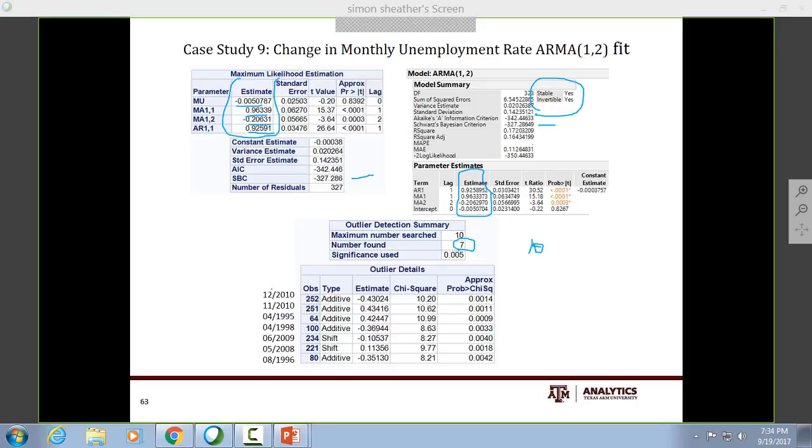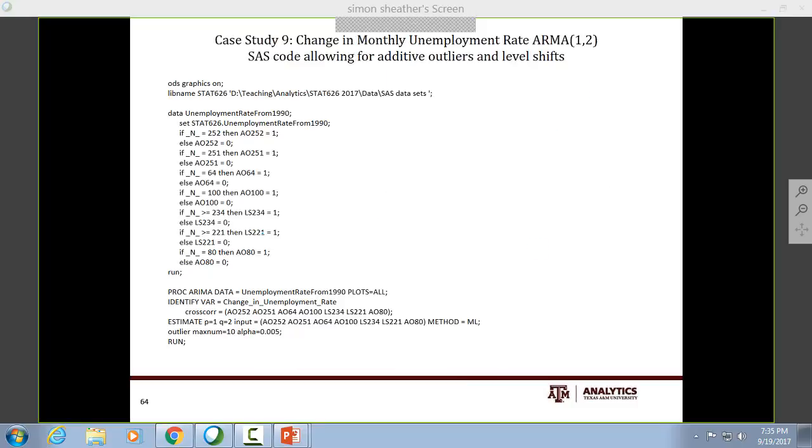Which allows for 1, 2, 3, 4, 5 additive outliers and 2 level shifts. So it's the same old code. If _n_ is 252, then the additive outlier is this, etc. Then you have to put in the cross core. So Diego said, why don't I have parentheses 1 after any of these additive outliers and level shifts? Why is there no 1 there?